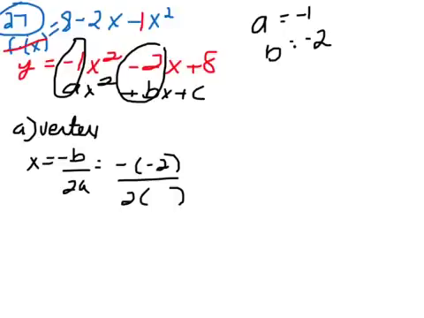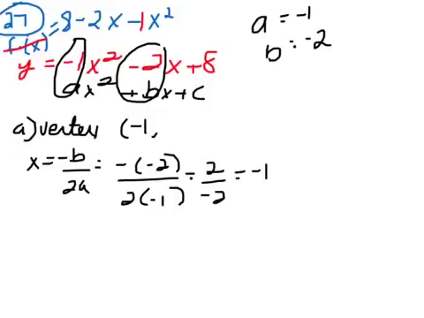Over 2 times a is -1. That would be a +2 over a -2, and that's a -1. Okay, that's my x-coordinate of my vertex. Let me write it up here, -1.